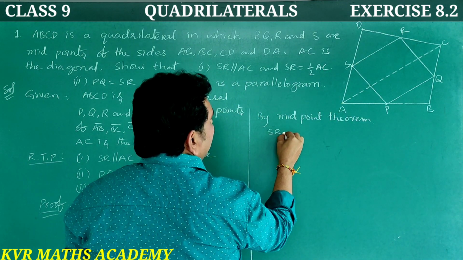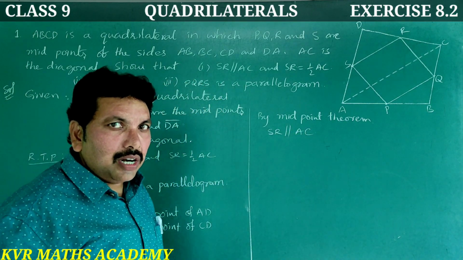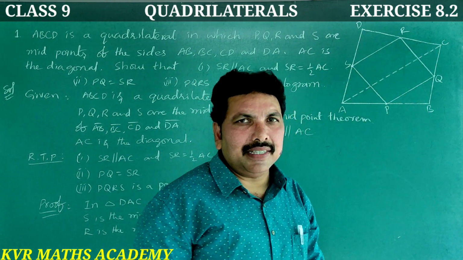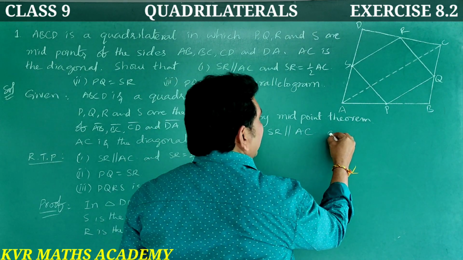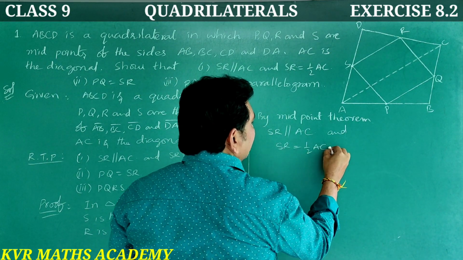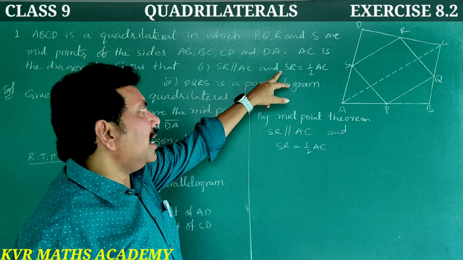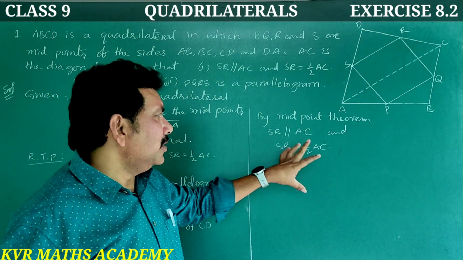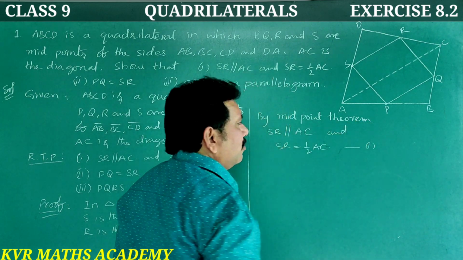SR is parallel to AC as well as SR is half of AC. SR is equal to half AC. Isn't it? So we have proved or not? SR is parallel to AC and SR is equal to half AC. We have proved. So this is take as equation number 1.